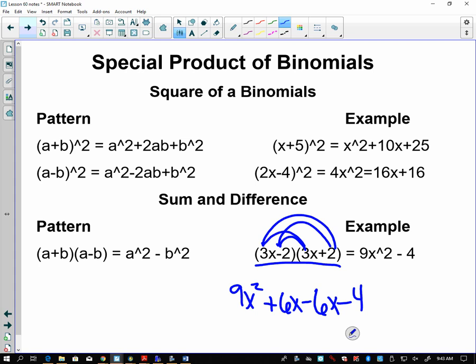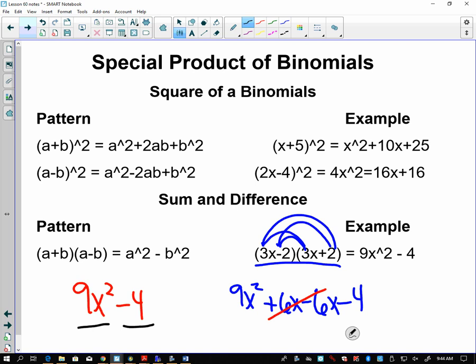Let's see, Blayton. If I want to simplify that, combine like terms. What are my like terms? So what happens there? It just cancels out. 6x and negative 6x cancel out, and I'm left with 9x squared minus 4. This is what I want you to notice about these two terms. They will always be a perfect square minus a perfect square. A sum and difference will always result in a perfect square minus another perfect square. Which means if I recognize that pattern, then I should be able to go back the other direction.